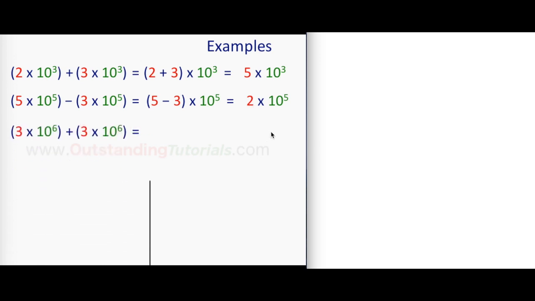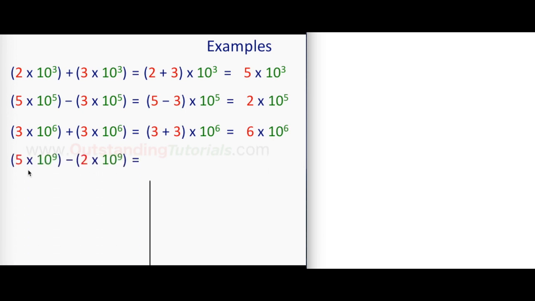Okay. Again, let's look at this. 3 lots of 10 to the 6 plus 3 lots of 10 to the 6 is going to give me, in total, 3 plus 3 lots of 10 to the 6, which is equal to 6 lots of 10 to the 6. Why? Because they're the same. Look what happened. You keep it the same and you add the 2 red numbers.